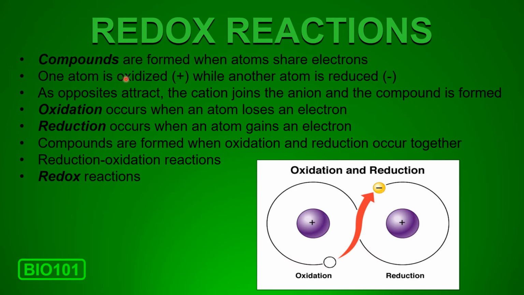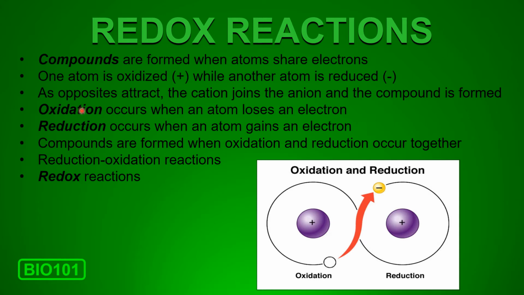Compounds in biological systems are formed when atoms share electrons. So one atom is oxidized, becoming more positive. The adjacent atom is reduced, thereby becoming more negative. Remember that opposites attract. So the cation, the positive one, joins the anion, and a compound is formed. We'll look at the formation of compounds in a second.